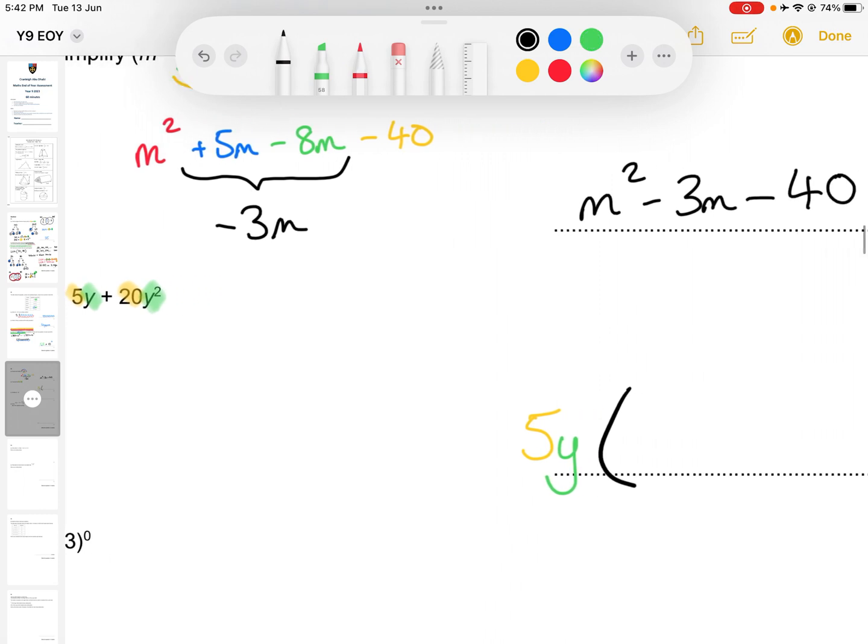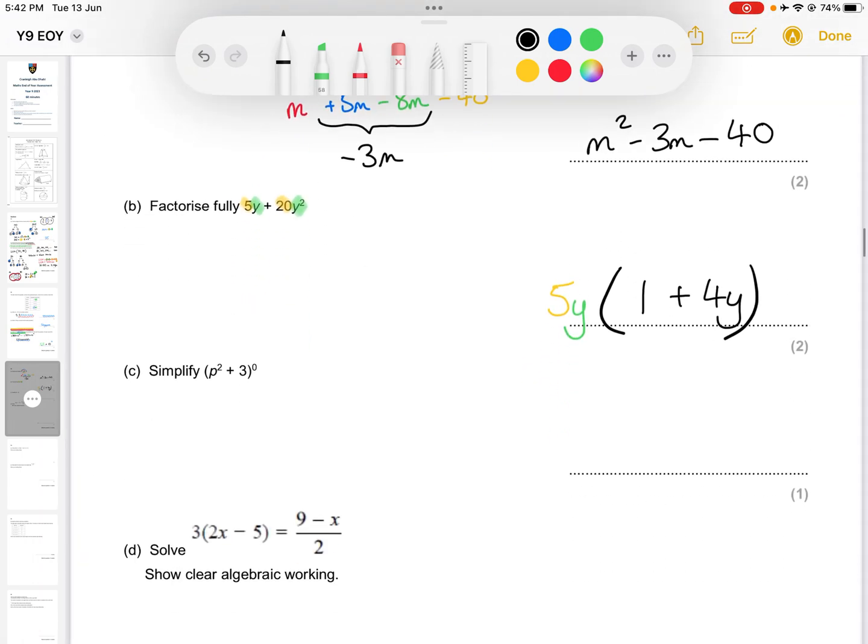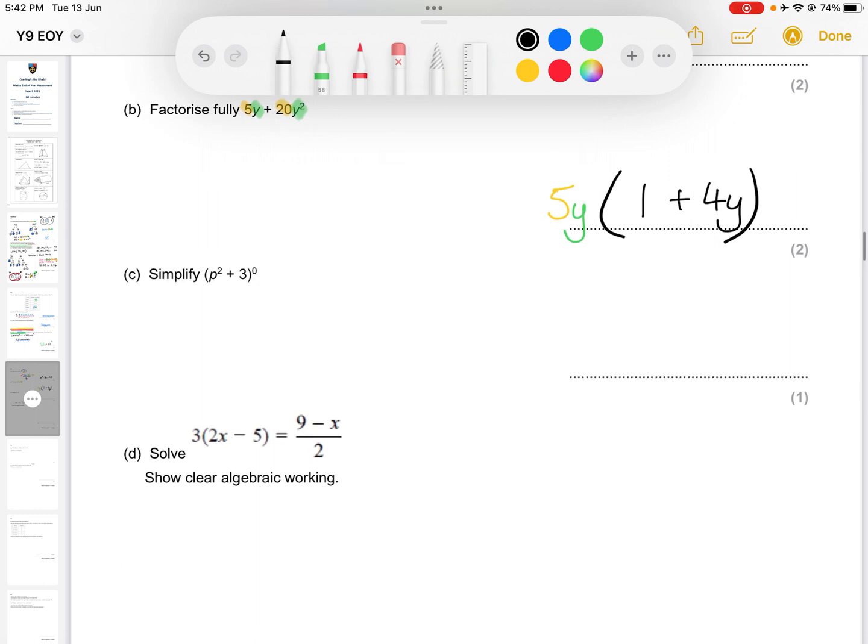And what's going to be left in the brackets, if we do 5y divided by 5y, we're left with 1. And if we do 20y squared divided by 5y, we're going to be left with a positive 4y. Part C, simplify p squared plus 3 to the power of 0. Well, anything to the power of 0 is 1. And there's nothing more to do there.